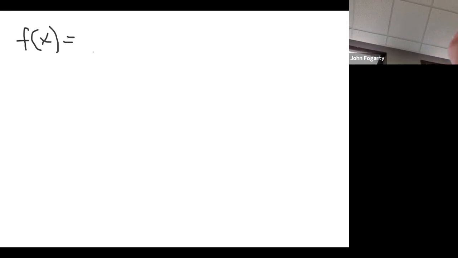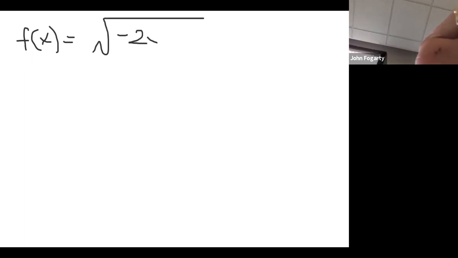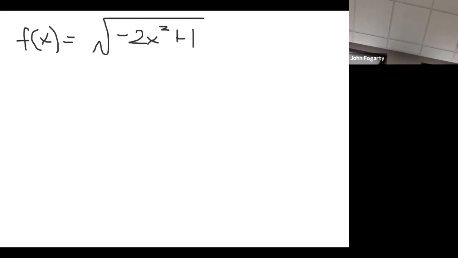All righty. Let's do one more and see how good we're at. Let's do two more, an easy one, then a more difficult one. f of x equals radical negative 2x squared plus 1. So what's the first thing you're probably going to do, fellas?